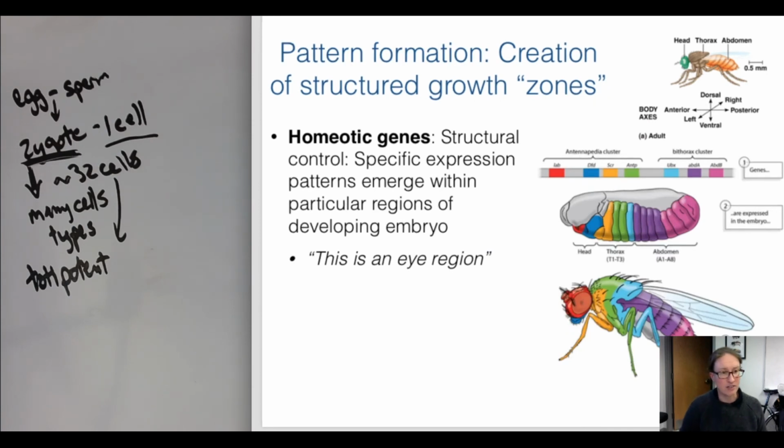And so these are the genes, again, that are called the homeotic genes. So they're involved in structural control during development. And we can identify the homeotic genes because there are very specific expression patterns for those genes in particular regions of a developing embryo. So these genes show up, and they basically are the first signal that says this area is going to wind up being where the eyes are, or this area is going to wind up being where the back part of the abdomen is.